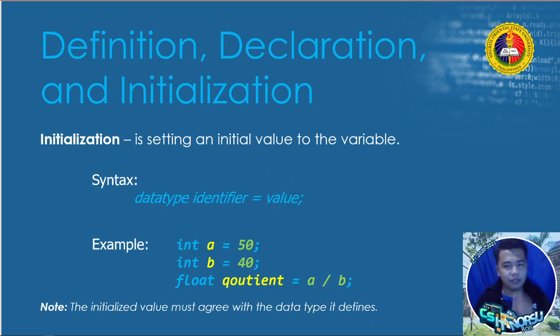So for example, if you defined an integer, then the value must be a number. If you defined a float, then the value must be a number with a decimal, and so on. We do variable initialization if we want a specific value in the variable, depending on our program flow or the algorithm. Again, the initialized value must always agree with the data type it defines.